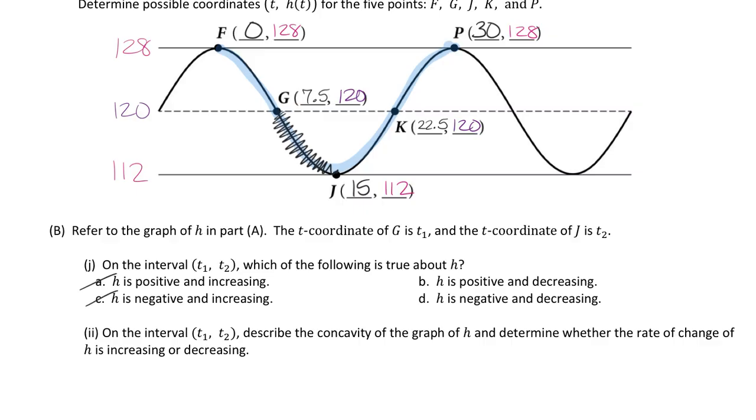It's negative, isn't it? Here's the thing. If we're talking about H, we're talking about the outputs. Are the outputs positive or negative? Positive. So that means B is the correct answer here. The outputs are positive, but they are decreasing.